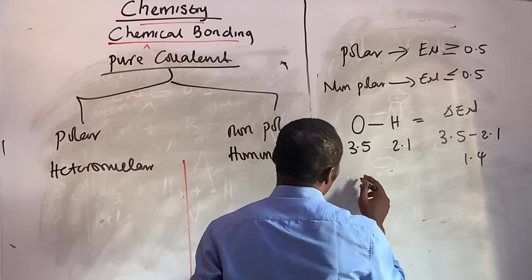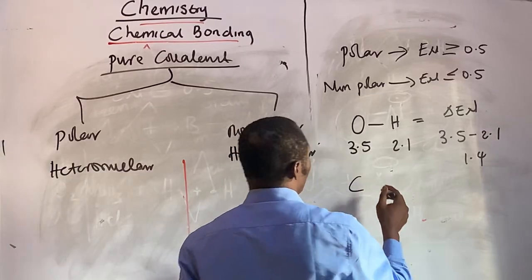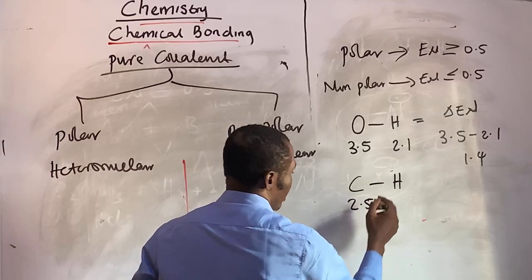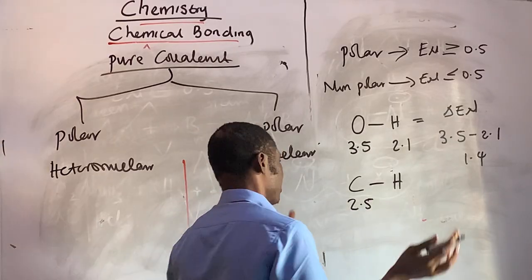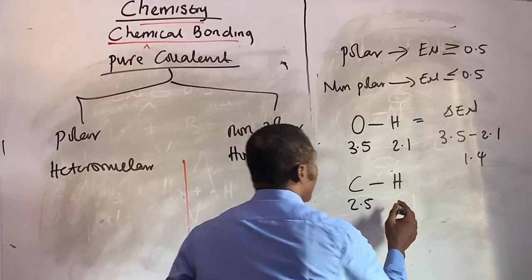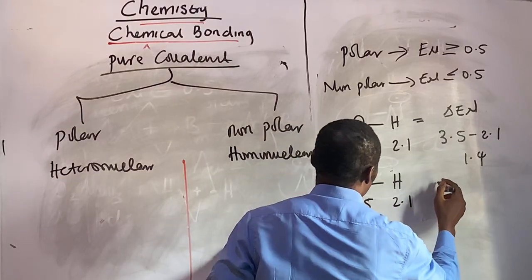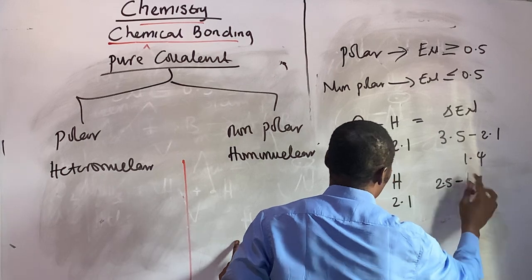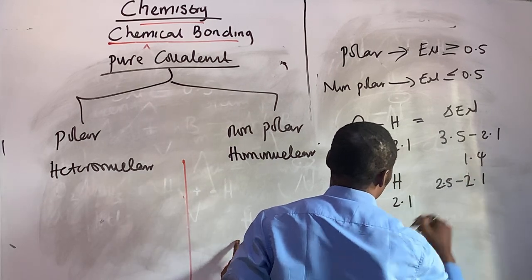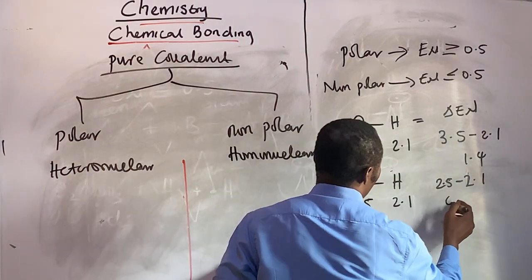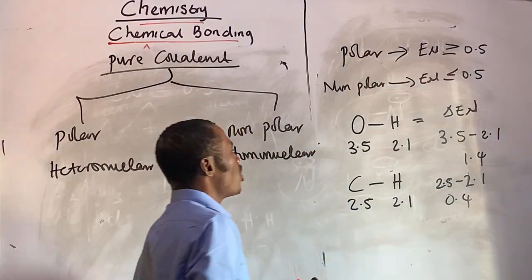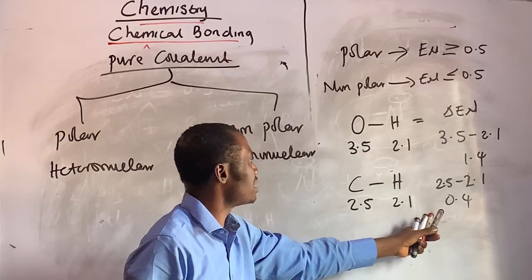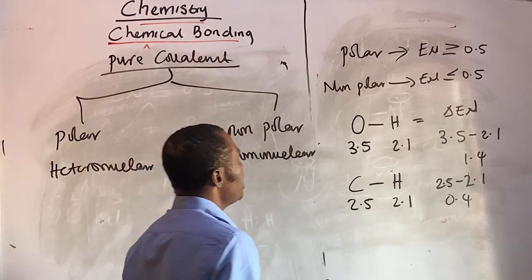Let's say we have carbon. What's the electronegativity of carbon? Can I remember that now? I think carbon should be 2.5. If I'm correct, 2.5, then put 2.5 and the hydrogen 2.1. So we have 2.5 minus 2.1. I think this will give me 0.4. So if it is 0.4, it means it's less than 0.5. All right. So if it's less than this, it will be non-polar.